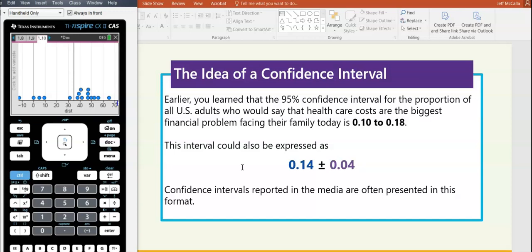So for example, the earlier confidence interval about healthcare cost is between 10 and 18%. So for the true proportion, we think our point estimate is 14%. That's right in the middle. But we're adding and subtracting 4% to make up our confidence interval in that case.